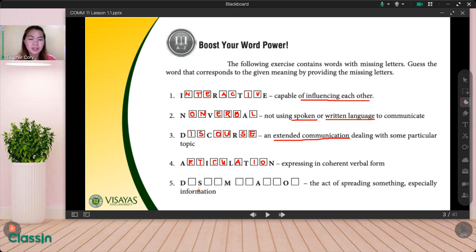Next, number 5. This starts with letter D, and this means the act of spreading something. I think this is very easy. This is dissemination. Okay, all right. I think that's it for this exercise. I hope you were warmed up by this exercise.